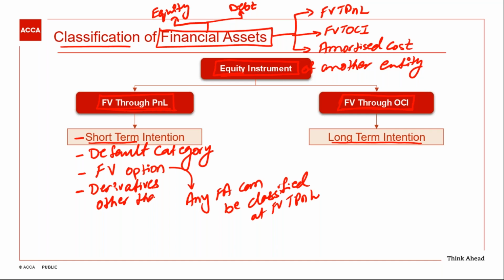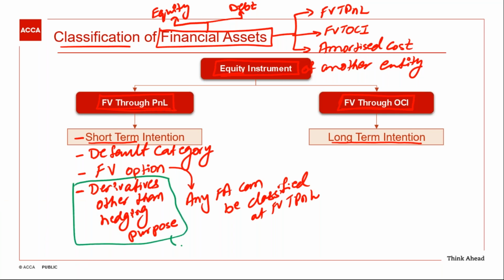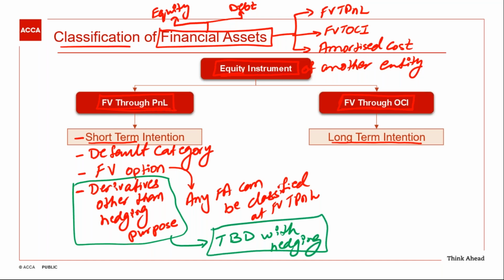all of the derivatives other than hedging purpose are also classified in fair value through P&L. But this is something that we are going to discuss when we are going to study the area of hedging. So I'm writing TBD, to be discussed with hedging, because someone may ask what is TBD. TBD means to be discussed with hedging.